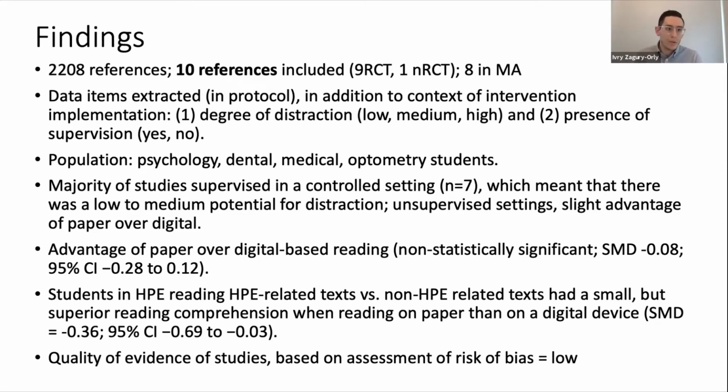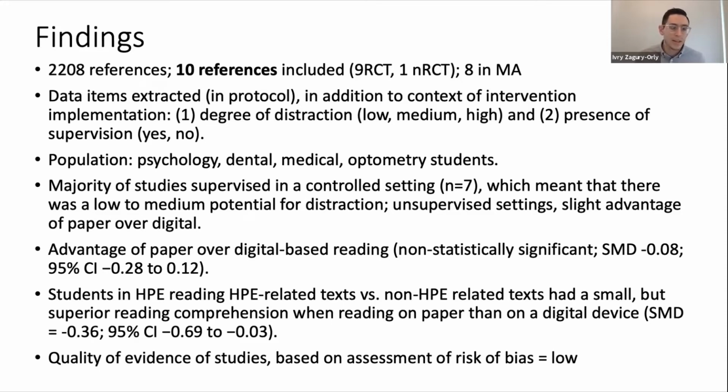So we found 2,208 references, and in the end, we included only 10 references, which is very little for a systematic review, especially for meta-analysis here. We found 8 in the meta-analysis because we had 8 studies that had sufficient data for the meta-analysis to be conducted. So from the get-go, we didn't really expect to find significant differences because of the small number of studies.